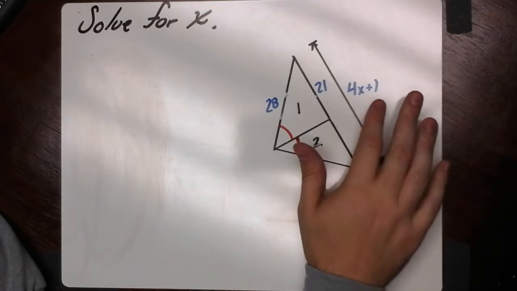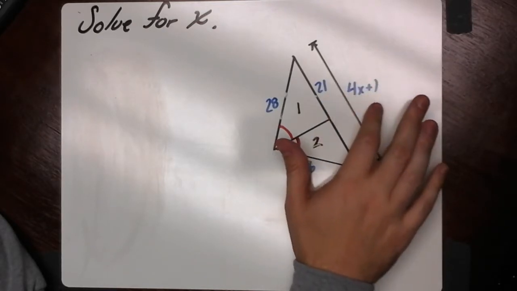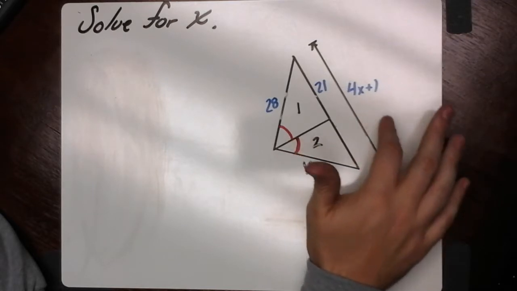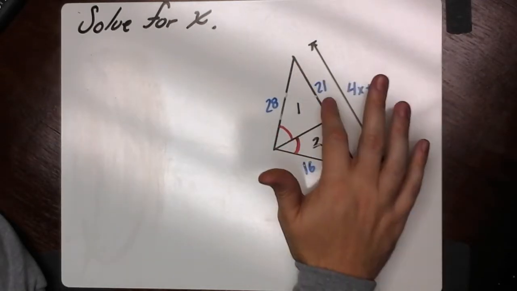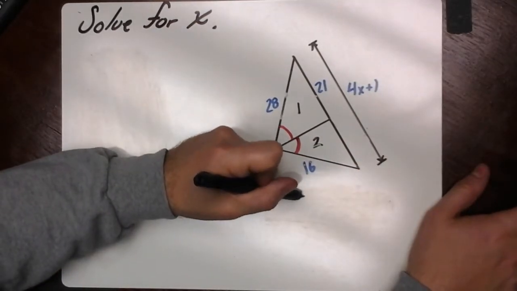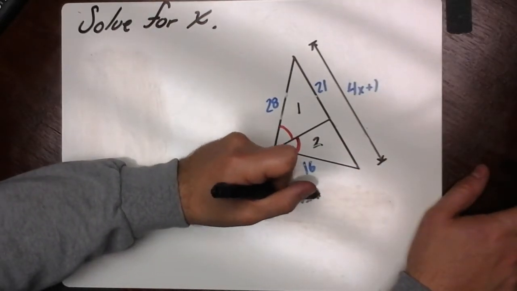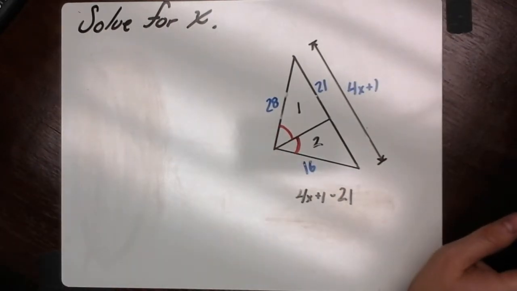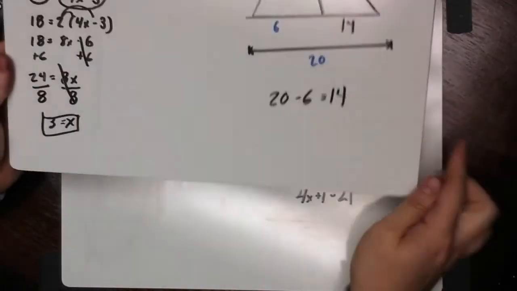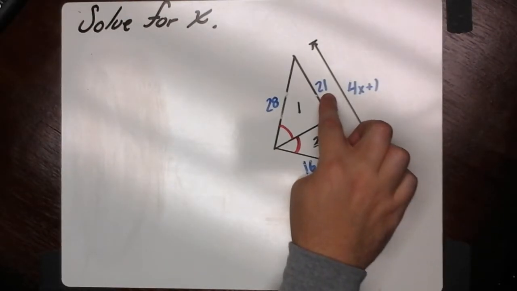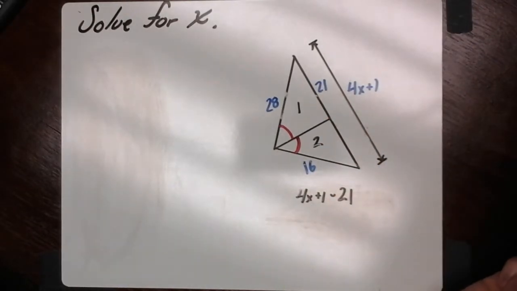But I can subtract this from this expression because 4x plus 1, the expression 4x plus 1, it represents the sides of 1 and 2 added together. Okay, so I'm going to say 4x plus 1 minus 21. That's the same thing, the same logic we applied here. I had 6 and I subtracted it from 20. I have 21, I'm subtracting it from 4x plus 1.